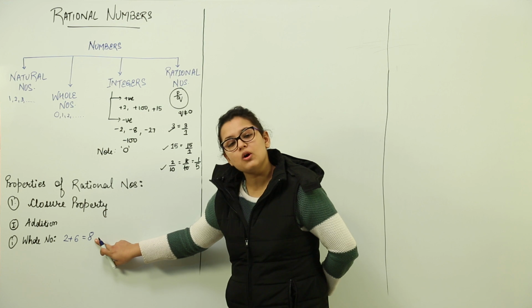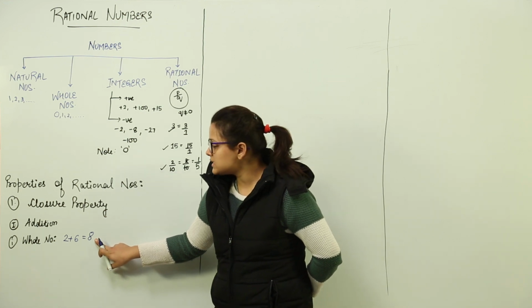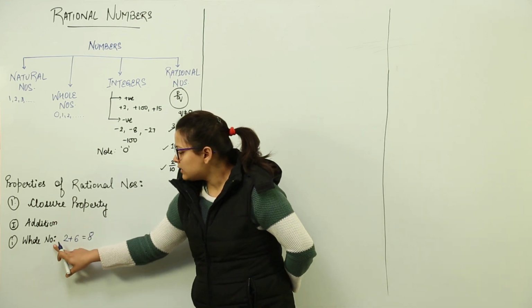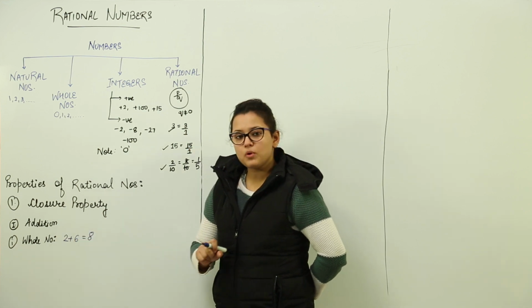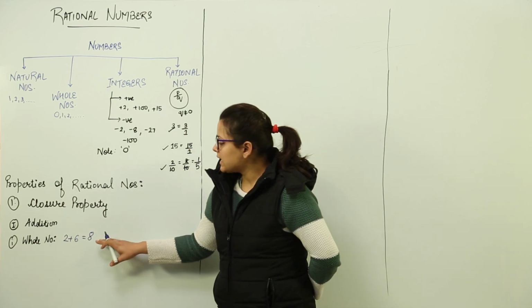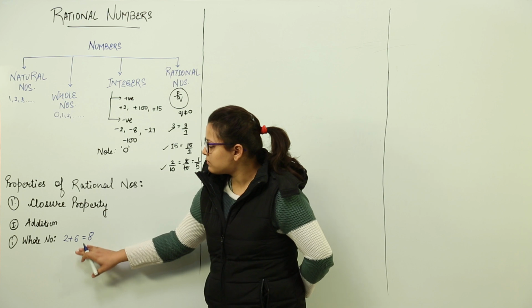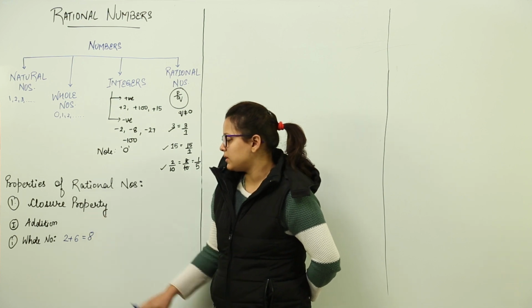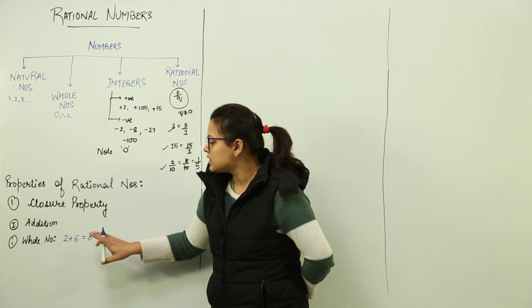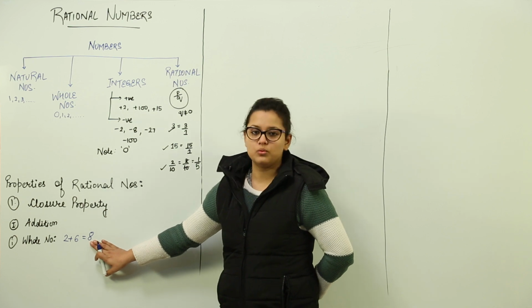8, which is again a whole number. So now we can say that whole numbers have additive property, right? That means the whole numbers are satisfying my closure property. If you add two whole numbers, you get a whole number only.